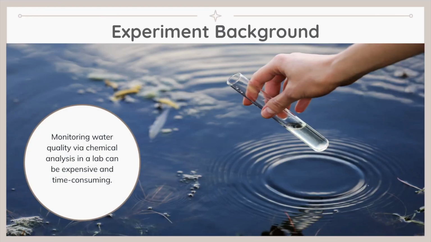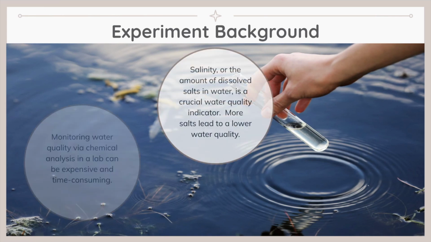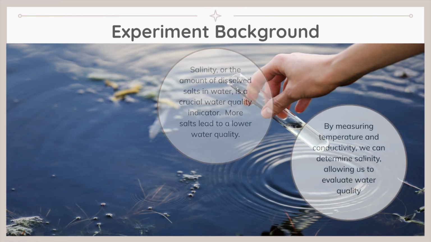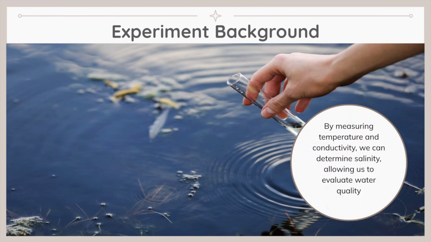Monitoring water quality via chemical analysis in a lab is often expensive and time-consuming. Salinity, the amount of dissolved salts in water, is a crucial water quality indicator because high salt concentrations make water hazardous to consume and degrade surrounding ecosystems and infrastructure. By measuring temperature and conductivity, we can determine salinity, allowing us to evaluate water quality cost-effectively.